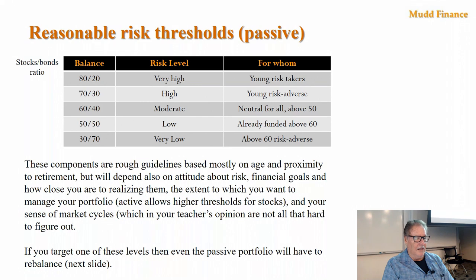50-50, if you're already funded and you're above age 60, for example, and then the bottom category is me, 30-70. I'm not even 30-70. I'm about 20-80 right now. Very low, very risk averse. Have already made all the money you're going to need to retire, so why put it at risk on a bad political event that can send the market absolutely reeling?